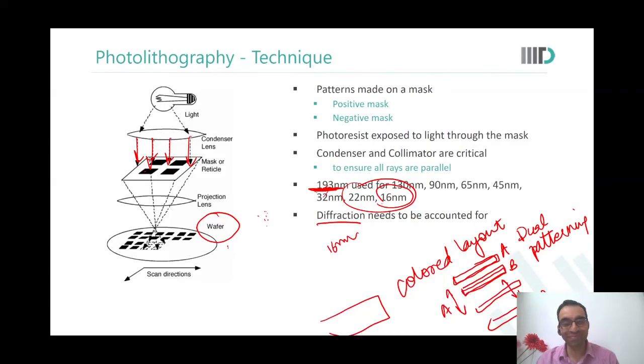Yes, sir. And sir, why did you say that the deposition was a back-end process? No. So we will come to that. We'll come to the back-end layers. You will see that. Okay, Gagandeep, you had a question?